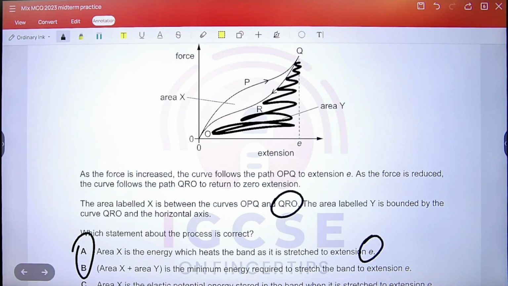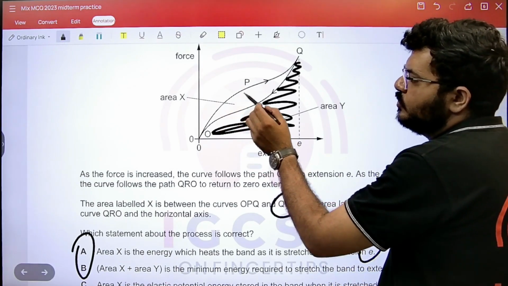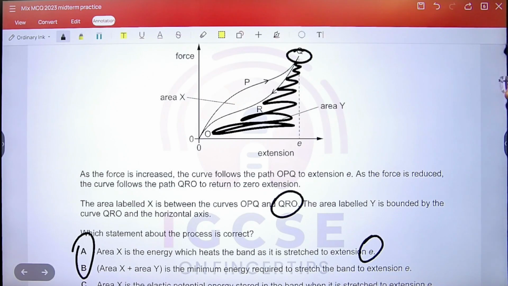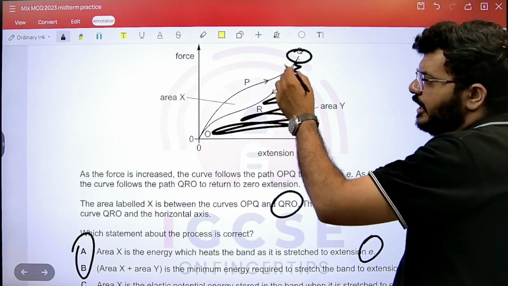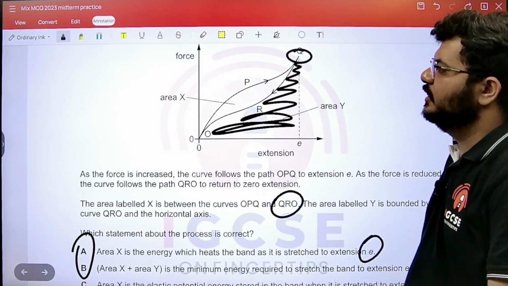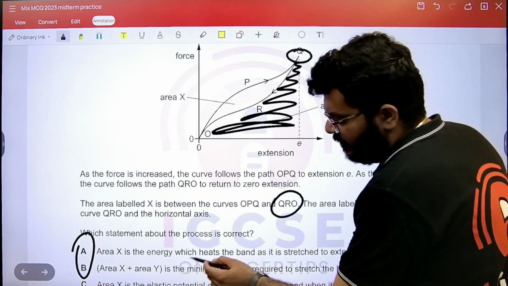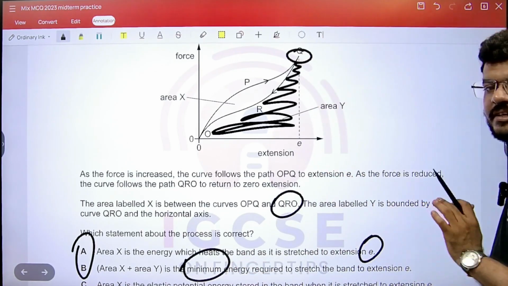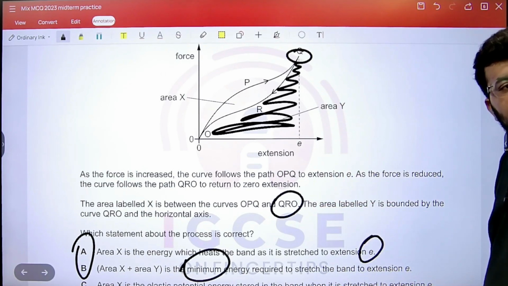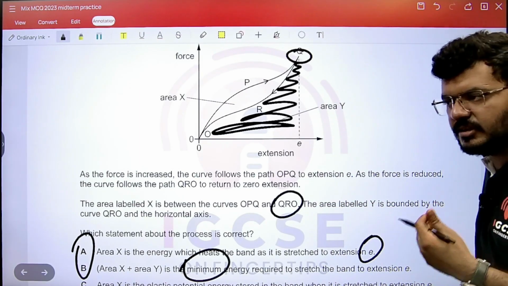But see, if I don't use this much energy, it won't extend to this point, no? So when it comes back, it does not gain back all the energy that it used in stretching. But I think because they've written minimum energy, it is the exact energy. Because every time if it follows this path, then it is not the minimum, it is the actual exact energy.